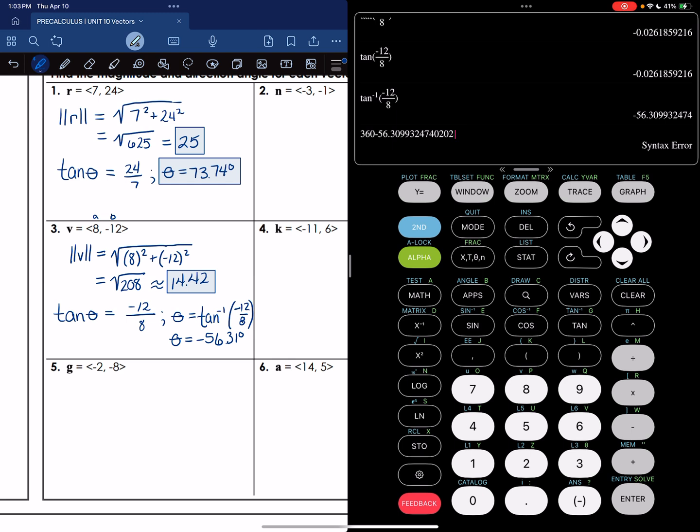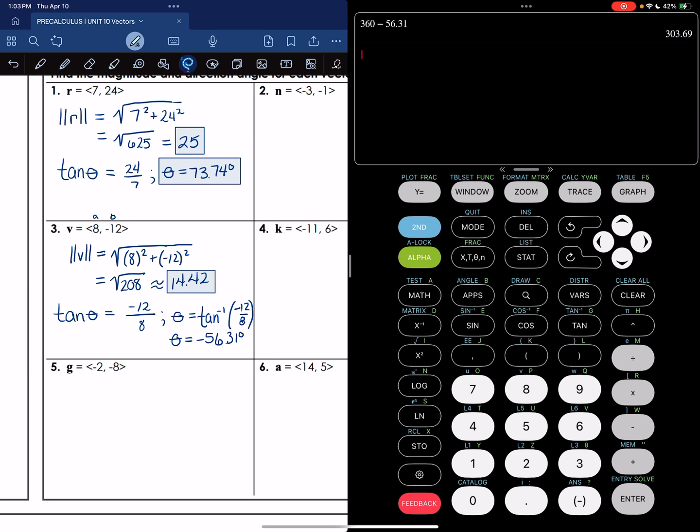Oops, I did negative instead of minus. Let me do that again. Minus. Oh my goodness, my calculator is giving me so many troubles. 360 minus 56.31, and that gives me 303.69 degrees.